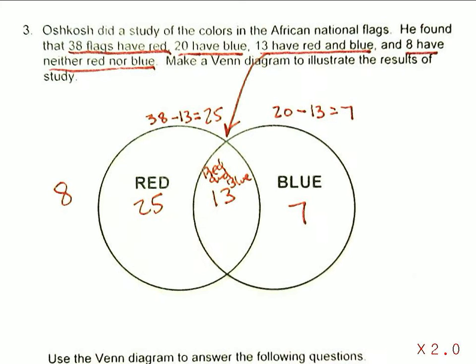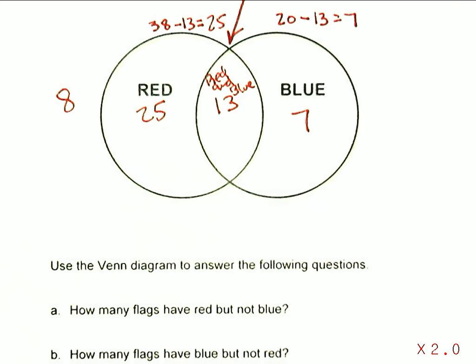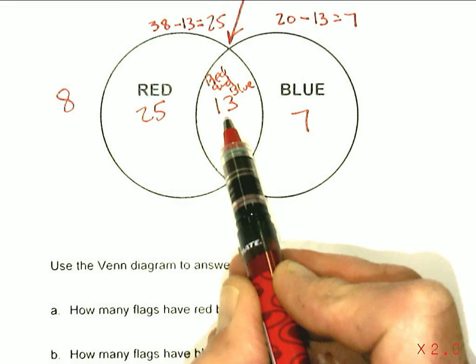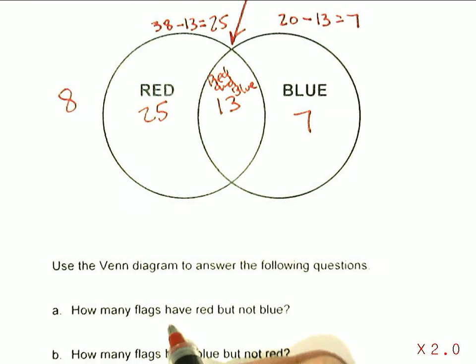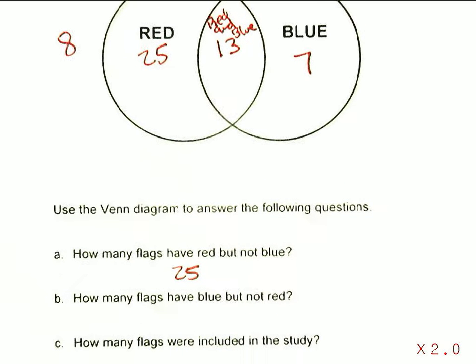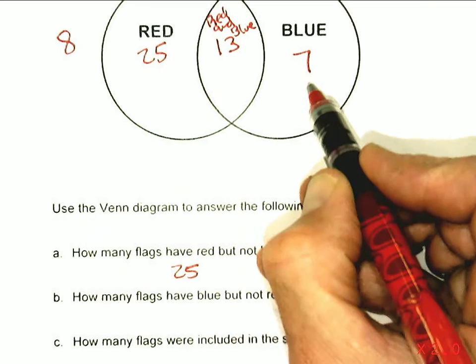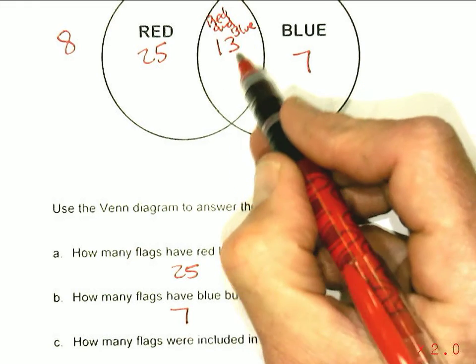And again, once I've done that piece, then I can answer the questions that go with it. So how many flags have red but not blue? Now we look in the red, but we can't include these because that includes blue, so just red. All we want is just red, and so that's those 25. And then the next one, how many flags have blue and not red? So just blue, and that would be these 7 that have blue and not red. Can't include these because there's red there.